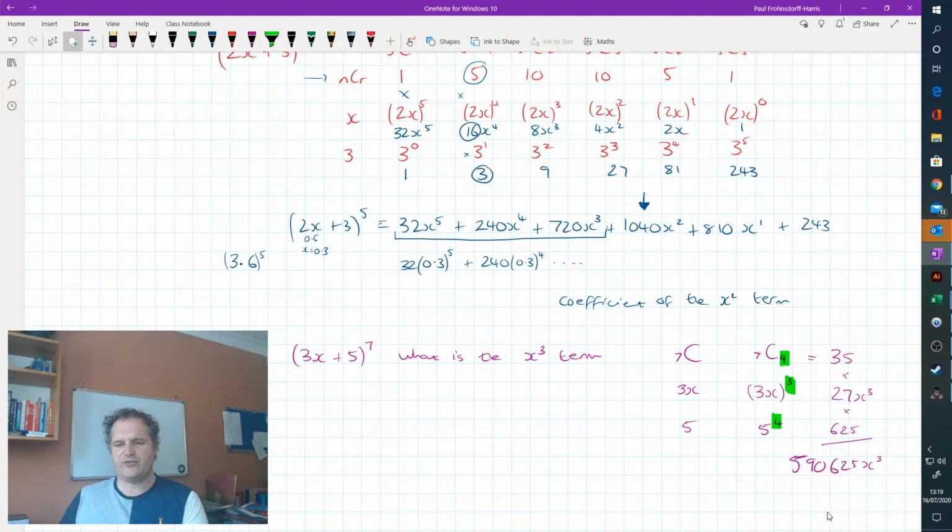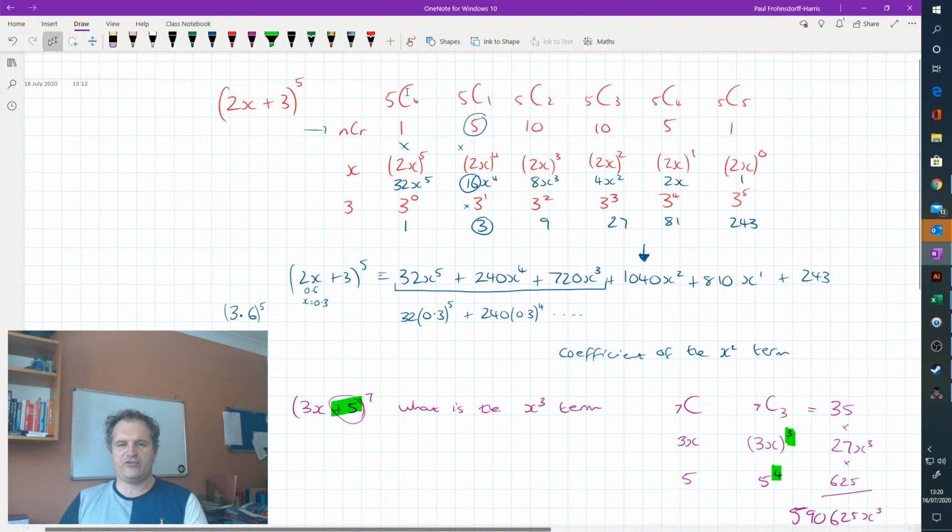You could have done 7c3 and it would also give you the same answer. So we could use the same number there as well. It doesn't matter which one; I just go with what I prefer. But we could use 7c3, 3x to the power 3, and then 5 to the power 4 because it's the other bit. So the other bit uses the leftover power. That's possibly easier to think of in terms of counting down the powers rather than counting up the powers with your 7c's. Because these are symmetrical, you can do it the other way around as well.